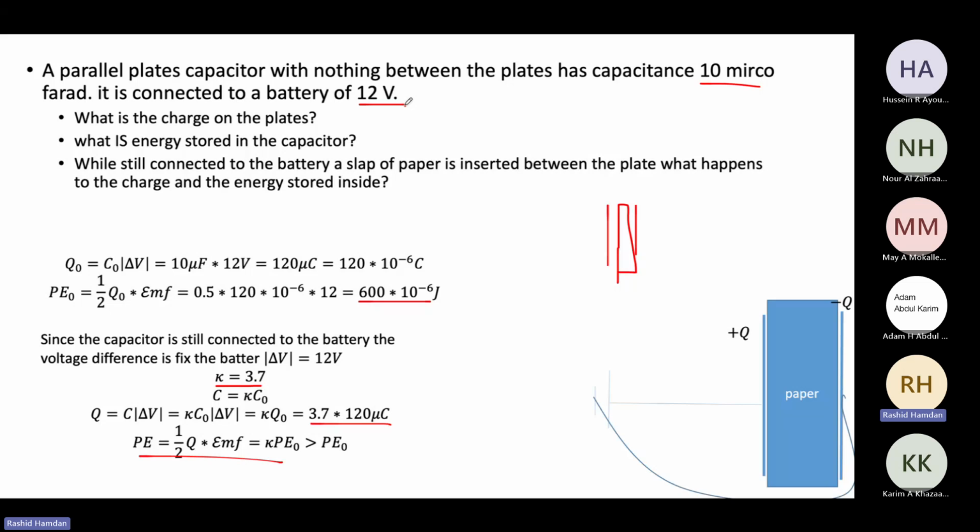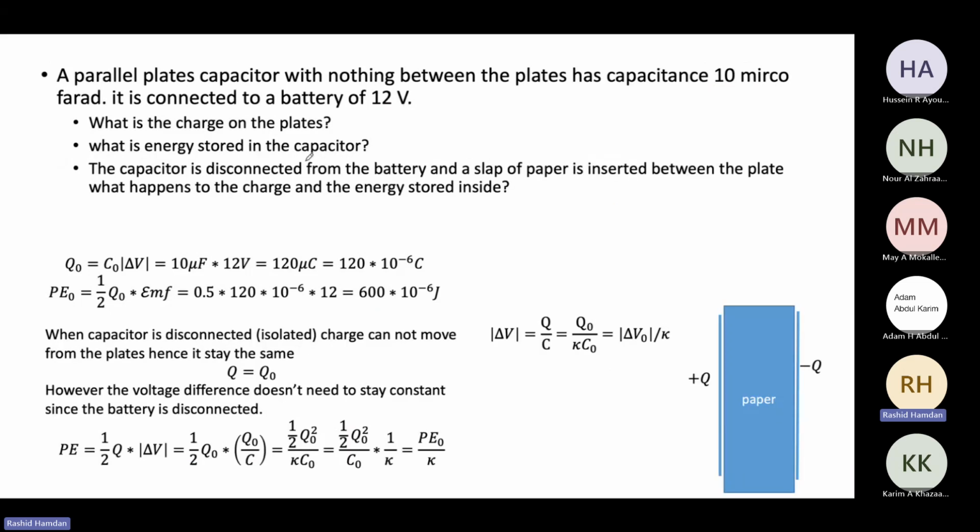That's the same question, but now we disconnect it from the battery. So before we put the paper, we disconnected the capacitor from the battery. Now, because we disconnected, the charge has to stay the same. It means the charge cannot change anymore. So now the voltage changes.